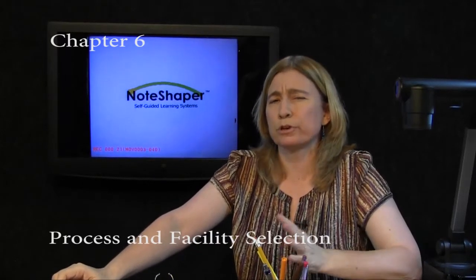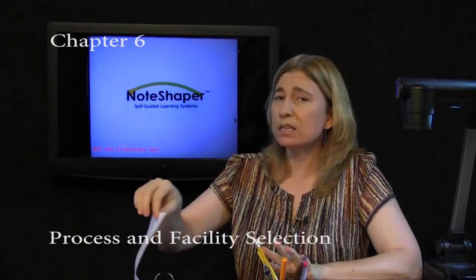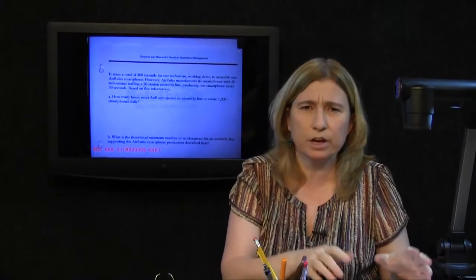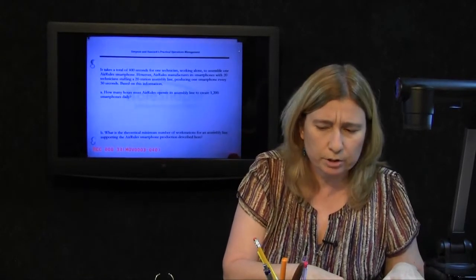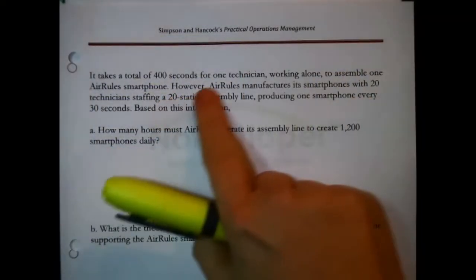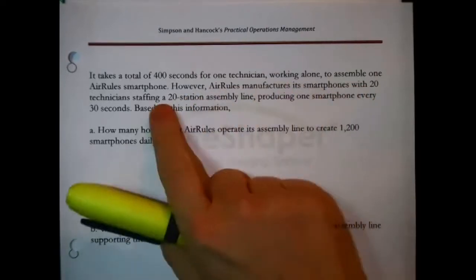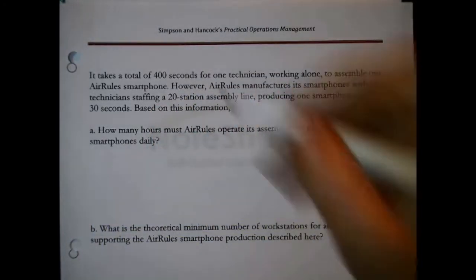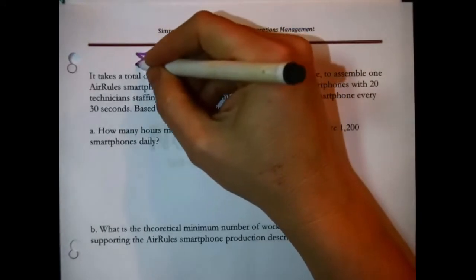The Air Rules smartphone scenario is a line balancing problem, although it doesn't look a lot like a line balancing problem because it doesn't give you any information about the tasks that need to be assigned to the assembly line. Let's take a look. It takes a total of 400 seconds for one technician working alone to assemble one Air Rules smartphone.